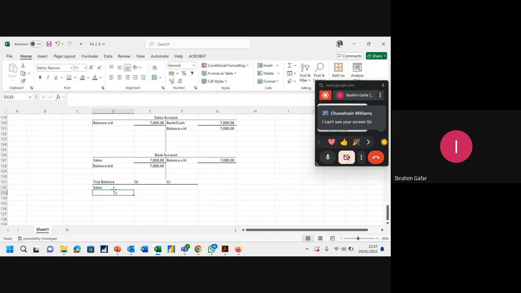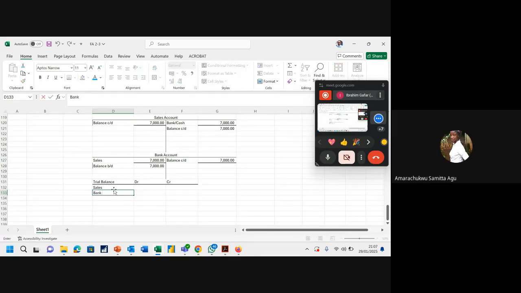You can't see my screen. Can anybody not see my screen? Every other person, can you see my screen or not? I'm seeing your screen.